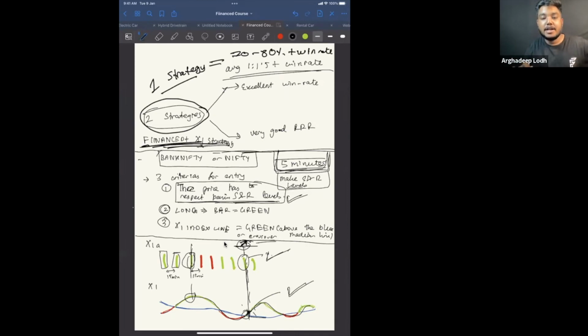While entering a trade, these 3 criteria have to be fulfilled. Clear, guys? Now for short entry, absolutely same. Short entry may be yes, support and resistance. This is the first criteria. If this criteria does not work, don't even look at the second and third. First one has to work.